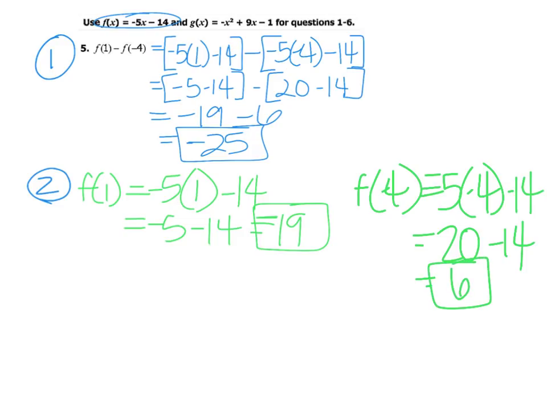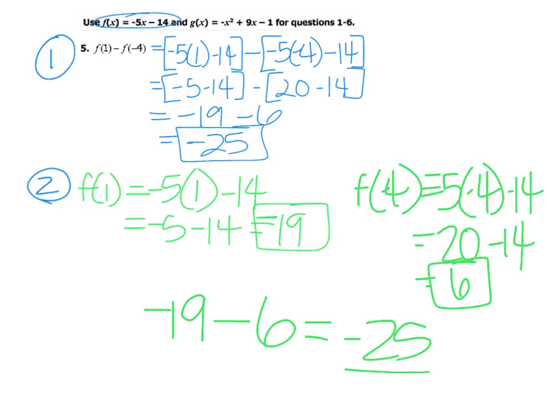Then you would take each of these solutions because we know we want f of 1 minus f of negative 4. So f of 1 equals negative 19, and f of negative 4 equals 6. So now we just subtract our two answers. So now we're saying negative 19 minus 6, and that equals negative 25. So both ways are correct. Whichever way you prefer, you can do.